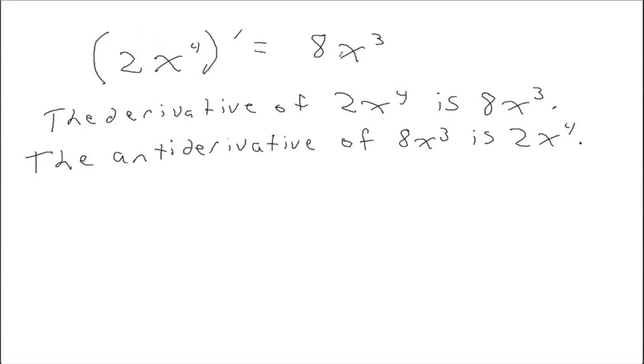It's kind of a long sentence. The antiderivative of 8x cubed is the function that if you took its derivative, you would get 8x cubed. So it's a little hard to put it into words, but if you look at a couple of examples, we can get the idea of what an antiderivative is.